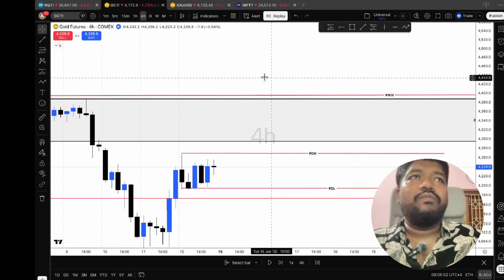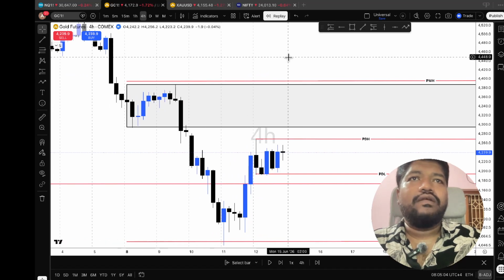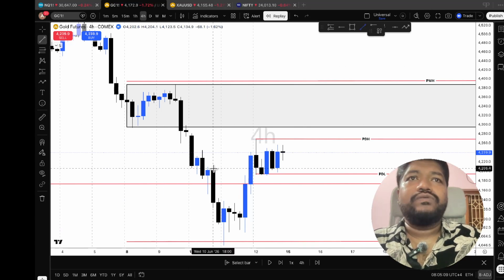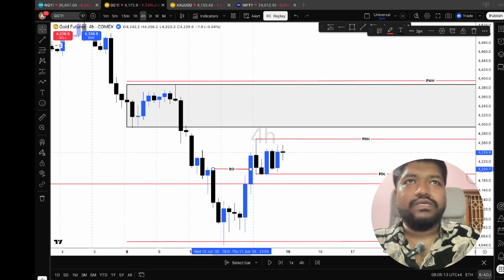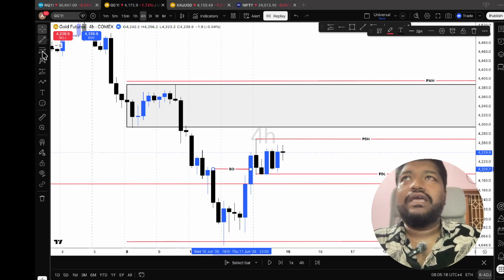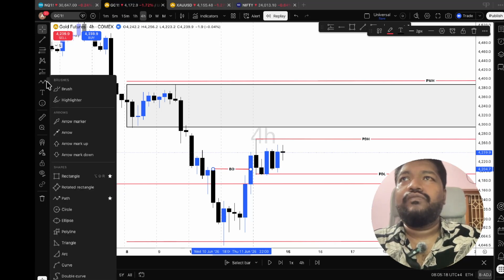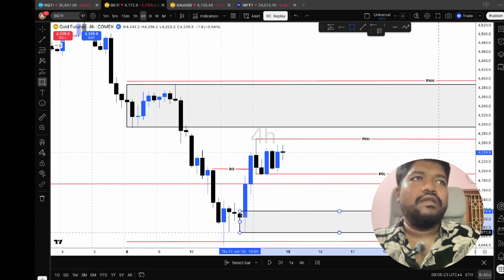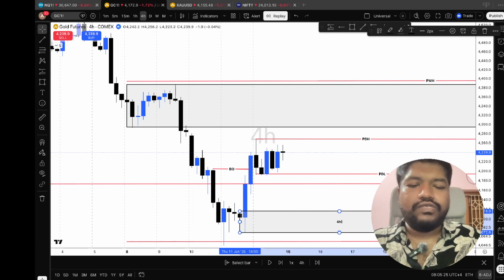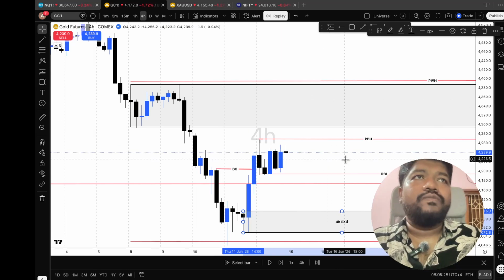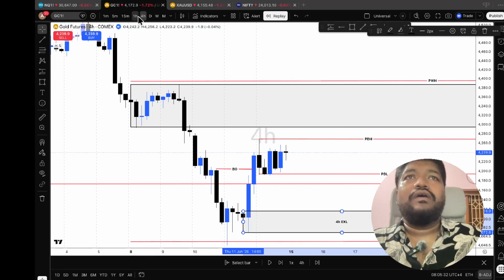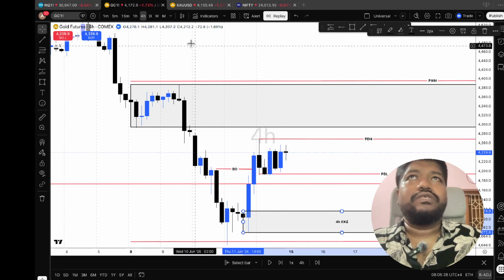If I'm going to my 4 hour, what I can see is this was my last low, this is my last high, correct? And that breakout happened. So if this was my last high, what should be my low? I can mark this as my 4 hour external low. So this is my 4 hour external low and this is my new high right now. And the market is bullish in 4 hour.